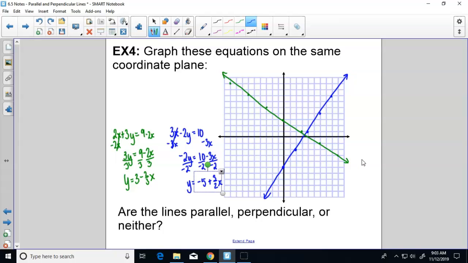You've got to divide by -2 right here whenever you are getting rid of that 2y. So 10 divided by -2 is going to be -5. For the slope, the negatives cancel and it becomes positive, but for the y-intercept it does not, unless I copied something wrong. Let me see, because it'll be negative. Okay, parallel, perpendicular, neither. Perpendicular. You got a right angle there.